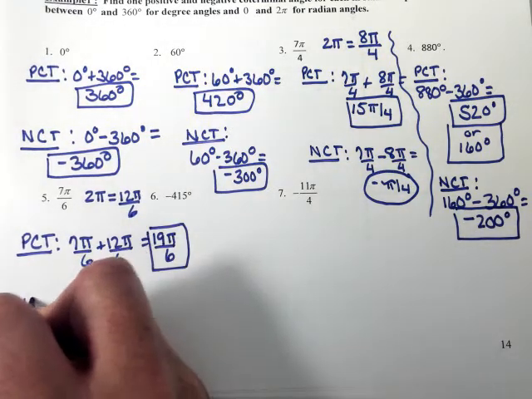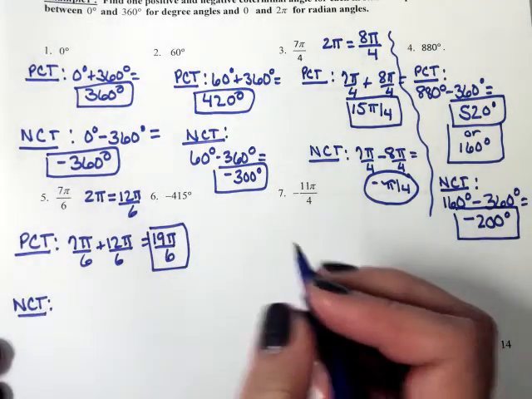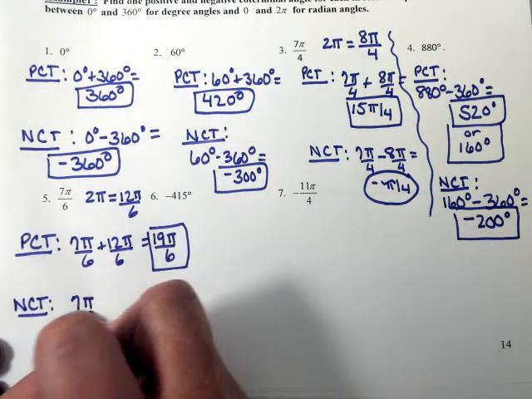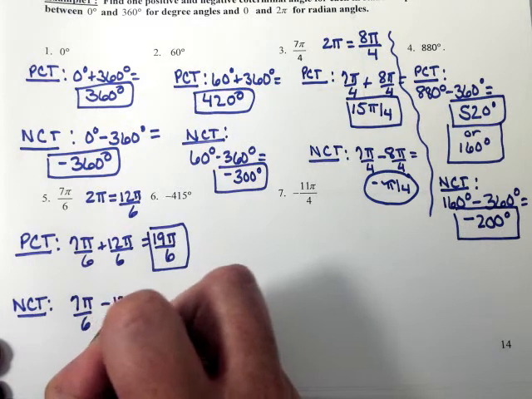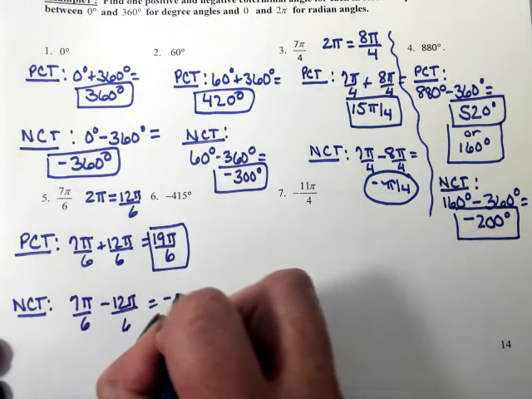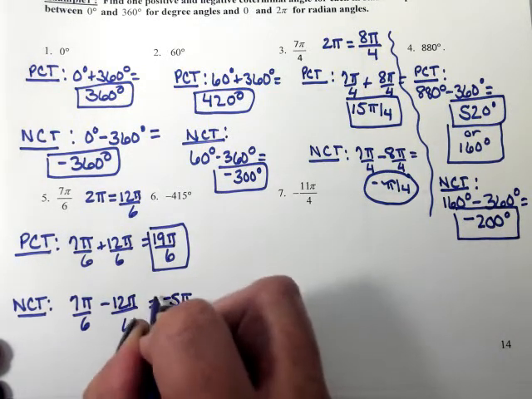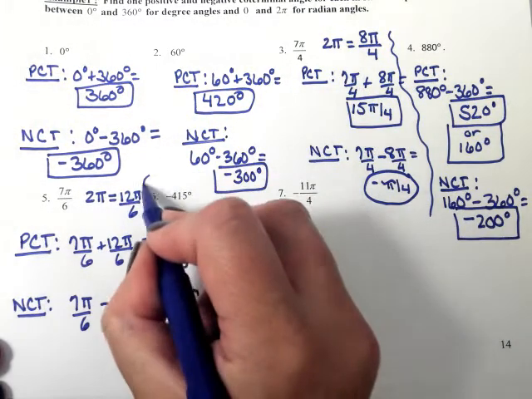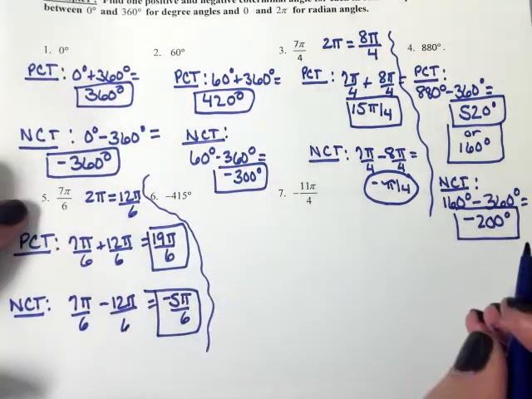My negative coterminal angle, I'm going to take 7 pi over 6 and subtract 12 pi over 6, which gives me negative 5 pi over 6. So there's my positive and negative coterminal angles for 7 pi over 6.